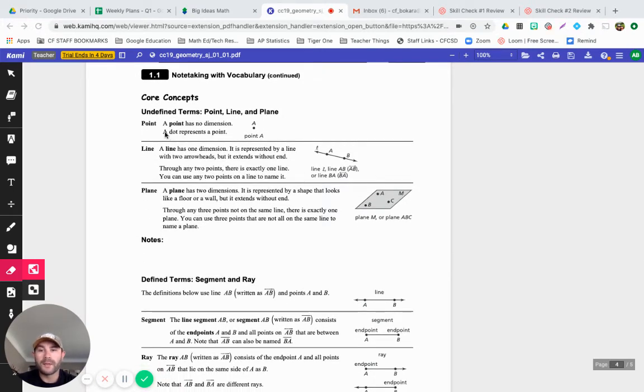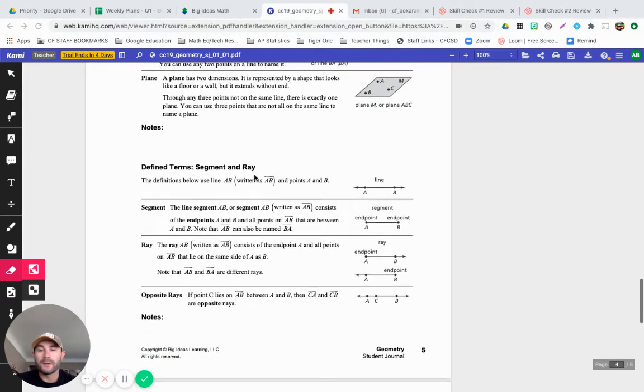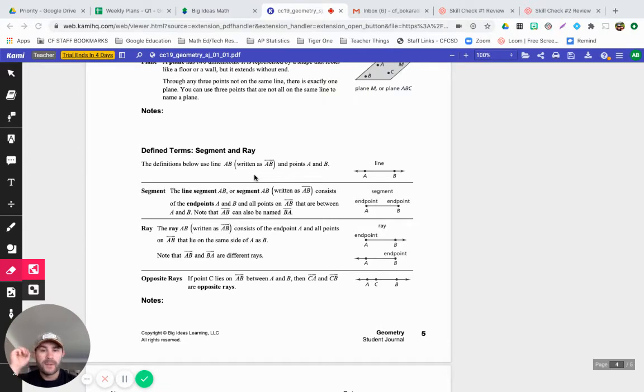Some definitions like points, what they are, what they mean, some notation. A line has one dimension. You can see the notation, how we name it, and what a plane is. These are some of the vocabulary words we had already learned and you've already played around with. So, some defined terms: segments and rays. Again, the notation for lines, it's a little hard to see here, but a line would be line AB.